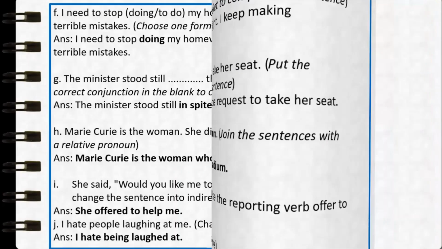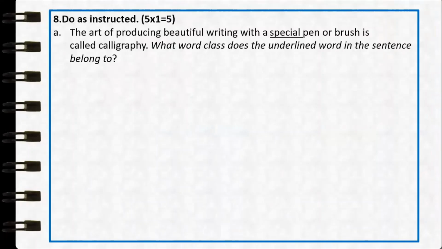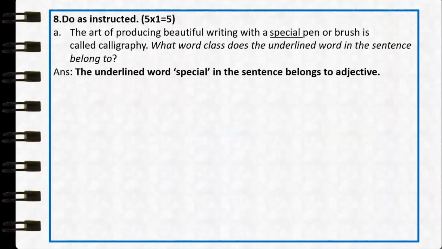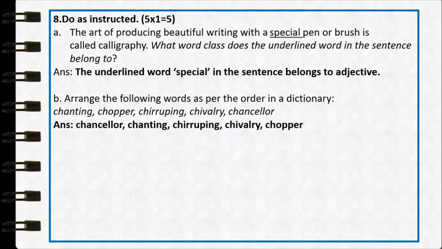One more question from grammar we are asked in the exam, that is question number 8. Again, it is also to follow the instruction as given in the bracket. And it says, what word class does the underlined word, which is special in the sentence, belong to? So what is the word class of the word special? And we say the underlined word special in the sentence belongs to adjective. Now the next one is dictionary, alphabet, arranging the words in alphabetical order.